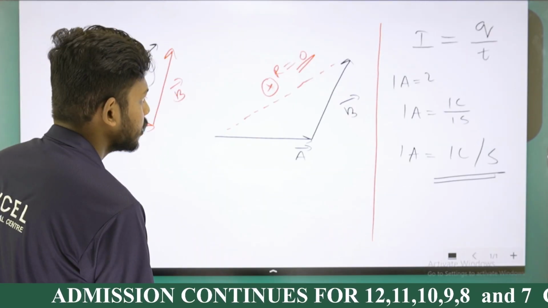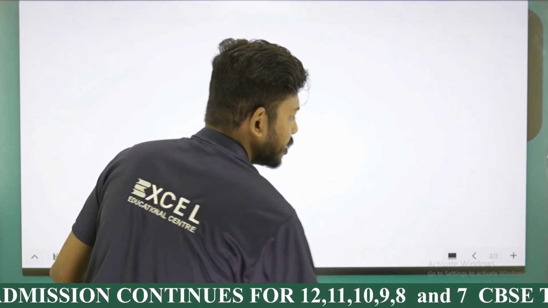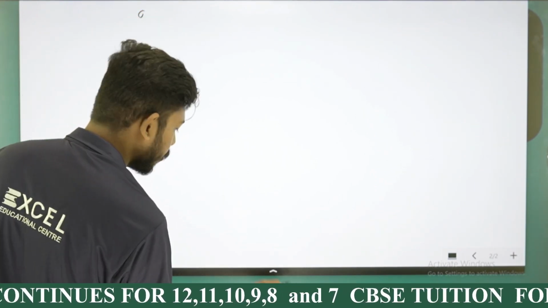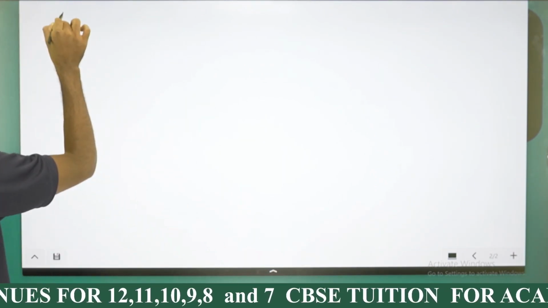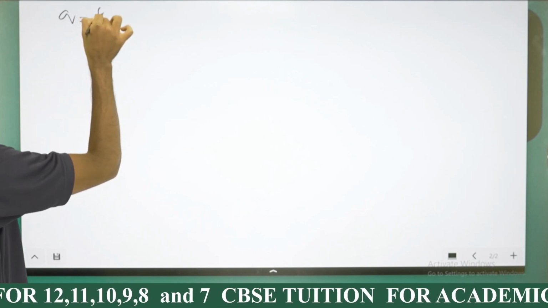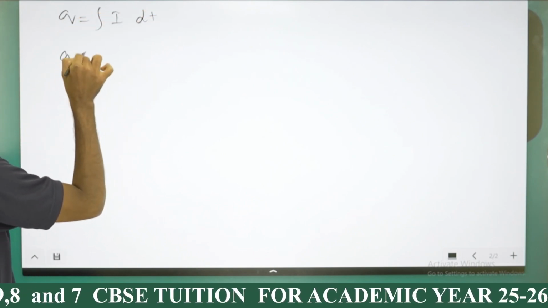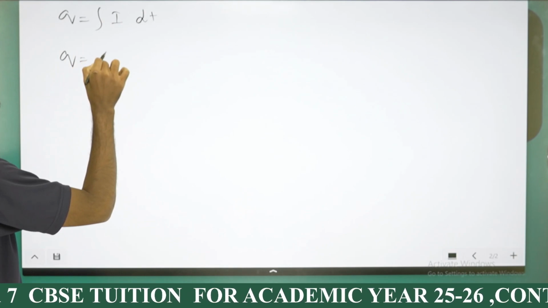So we can simply integrate it. Q is equal to integral of I dt. So you have to integrate it. There are terms. Which are the terms?